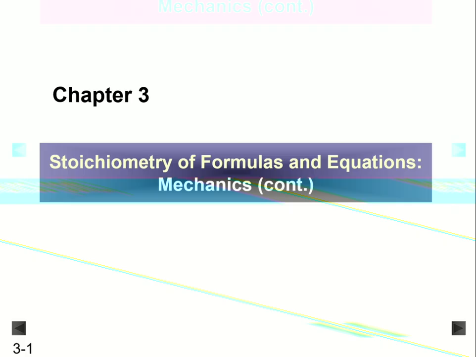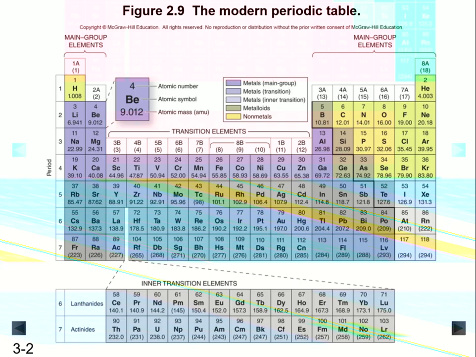In this video, we continue to look at problem solving related to stoichiometry and chemical formulas and chemical equations. This is a continuation of chapter 3. But before we get started, we're going to think about problem solving and some strategies that will hopefully be useful to us throughout the semester.